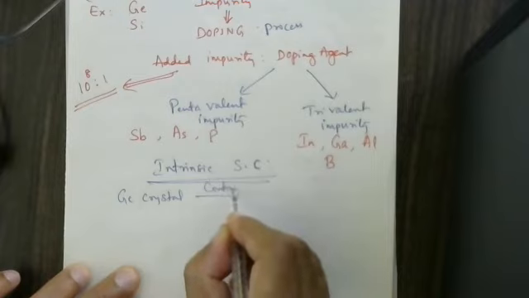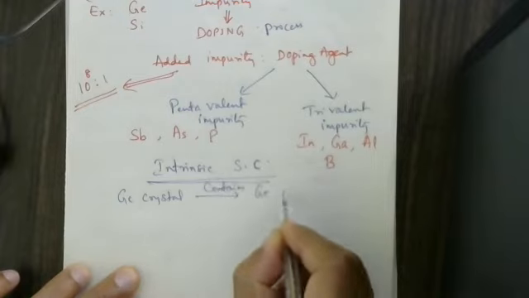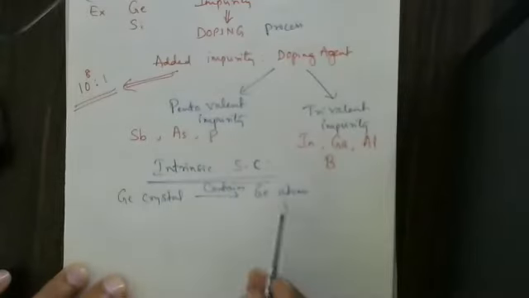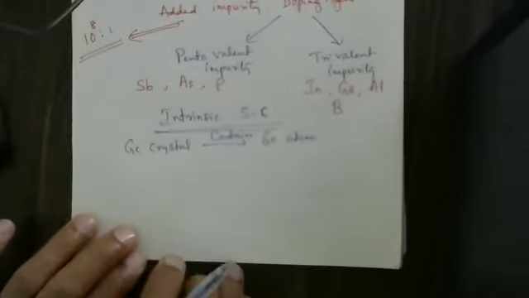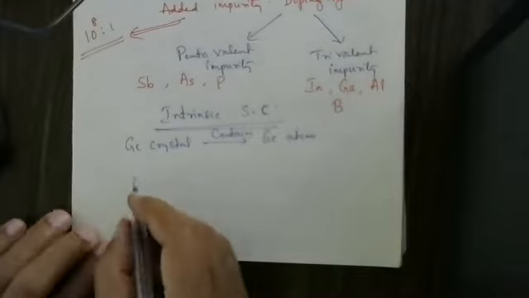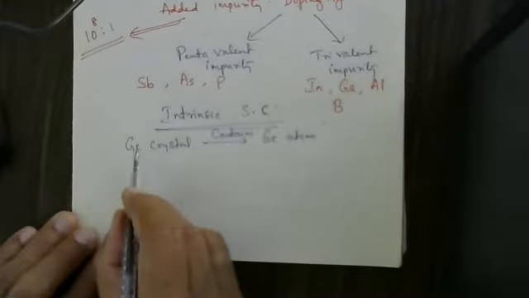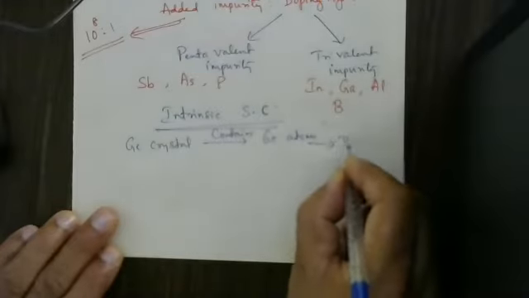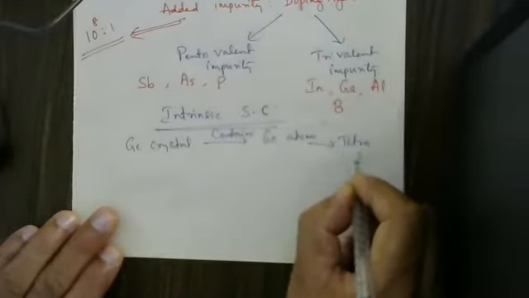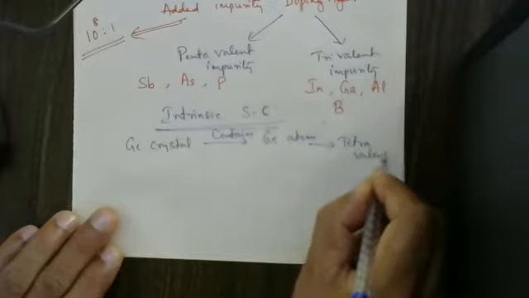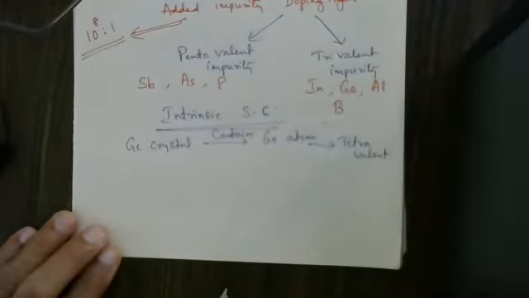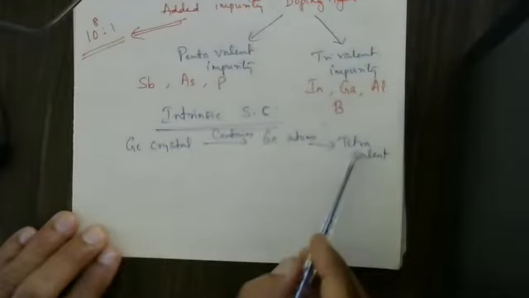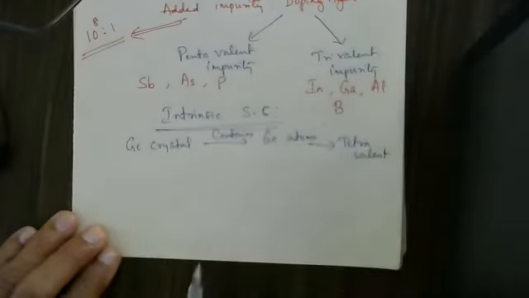contains germanium atoms. Germanium crystal is containing germanium atoms. If I'm writing germanium atoms one by the other, I can show it like this, which is tetravalent. Germanium atom is tetravalent. Means it is containing 4 valence electrons. Each germanium or each silicon is containing 4 valence electrons.